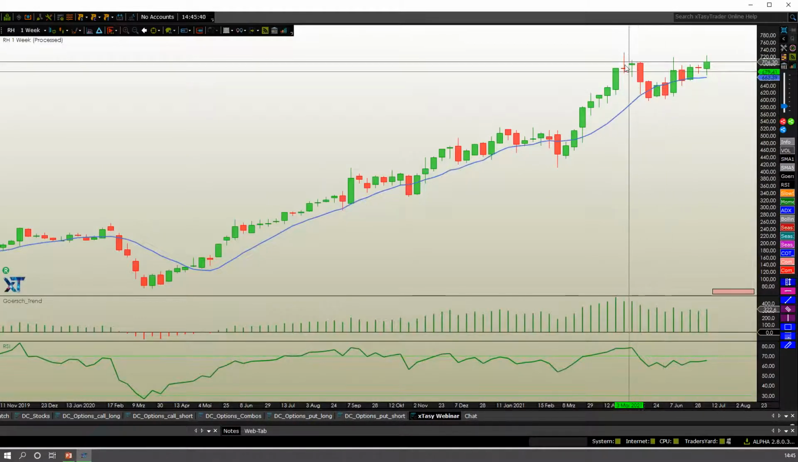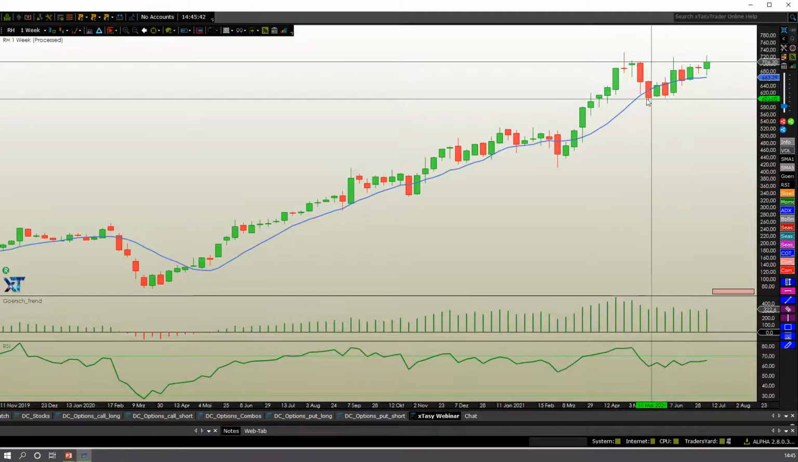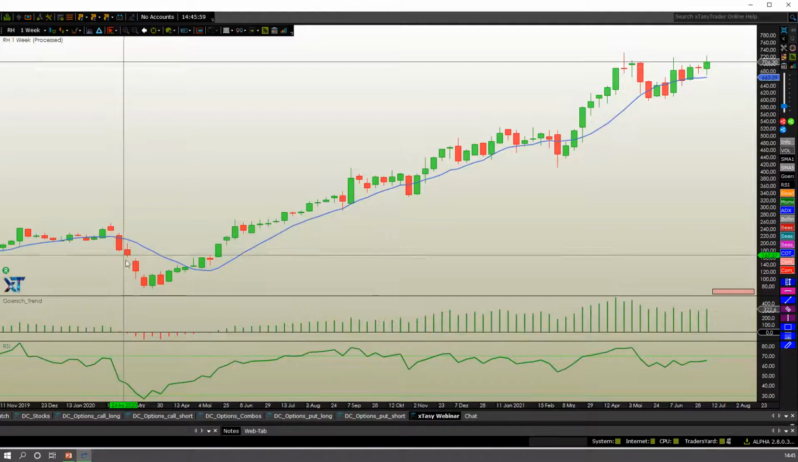Okay, weekly chart. We see this rounding bottom down here. We can see my trend indicator, the Gersh trend indicator, started moving upwards here from the middle of May. It turned back into the bullish zone, coming out of the bearish zone. We've been in bearish territory for several weeks here, beginning at the end of February, beginning of March, where the market turned down, went below the 10-week moving average, and was going down for several weeks.